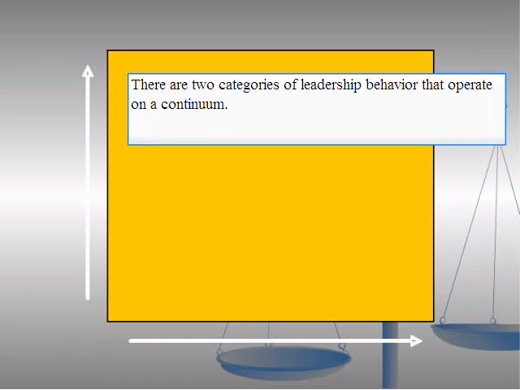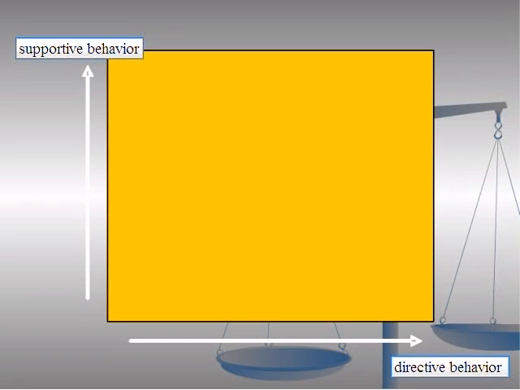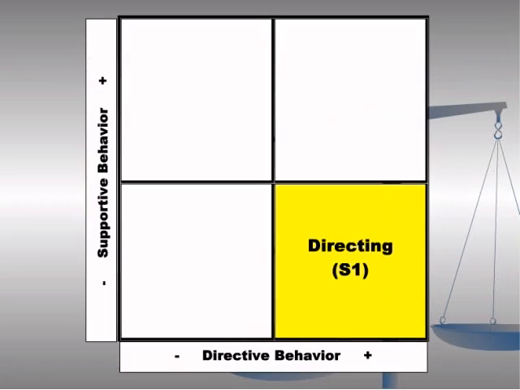There are two categories of leadership behavior that operate on a continuum. On one side we have supportive behavior, and on the other we have directive behavior. We will divide our grid into 4 quadrants that will illustrate 4 basic categories or leadership styles along this continuum. Let us begin by looking at directive leadership behavior.